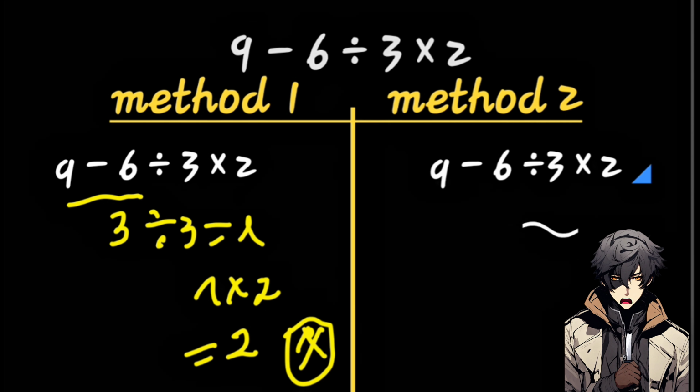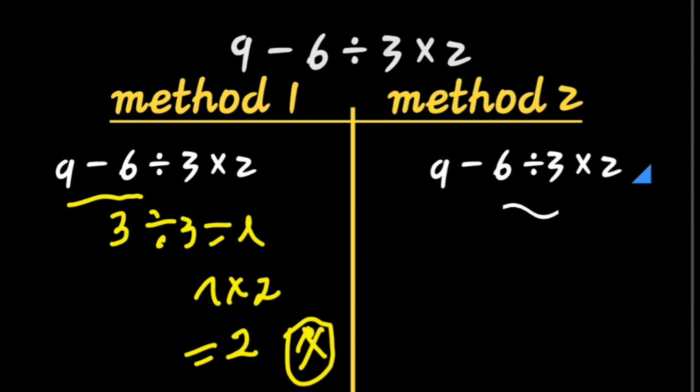Our problem is 9 minus 6 divided by 3 times 2. There are no parentheses or exponents, so we must handle the division and multiplication first. Let's begin the correct way. Step 1. Identify the first division or multiplication. Reading from left to right, we see division first. 6 divided by 3 equals 2. So now, our problem becomes 9 minus 2 times 2.